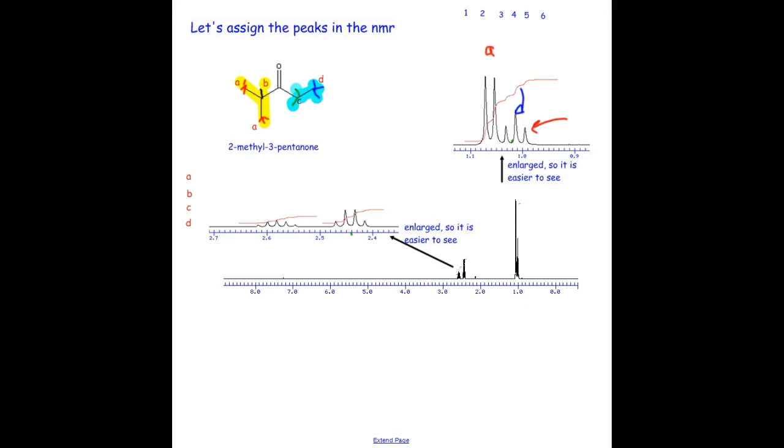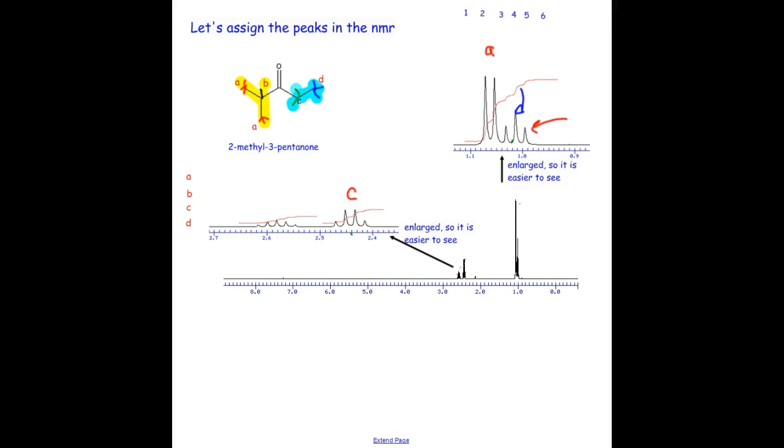Then we have to move to the other 2. We have peak B and peak C. They both look like they're split into 4, except the one that's around 2.6 really isn't. What's happening here is that the one that is split into 4 and is slightly larger, because there's twice as many, that's really split into 4, and that's peak C.